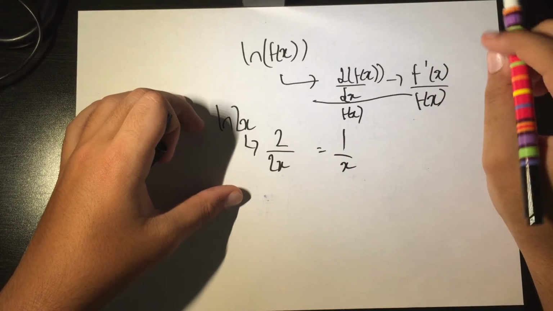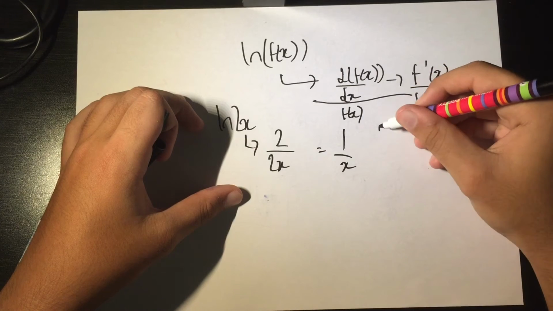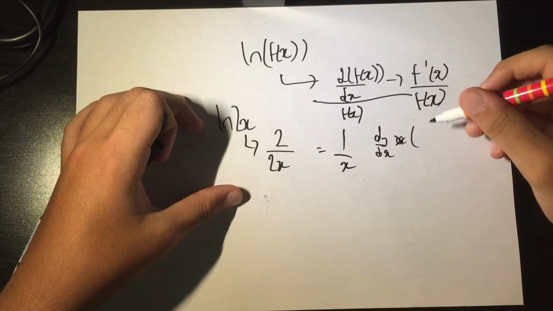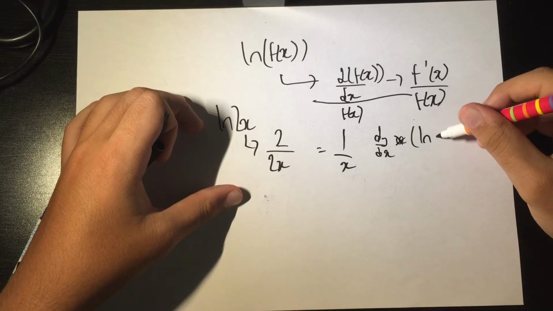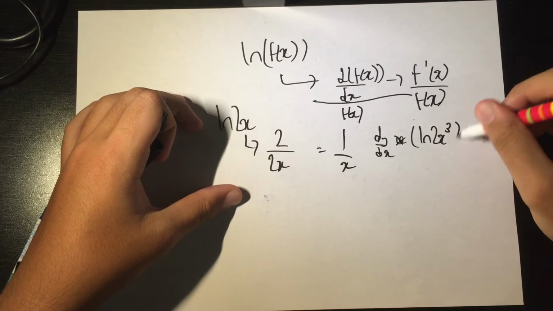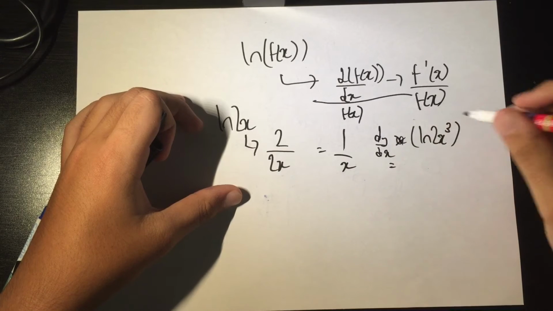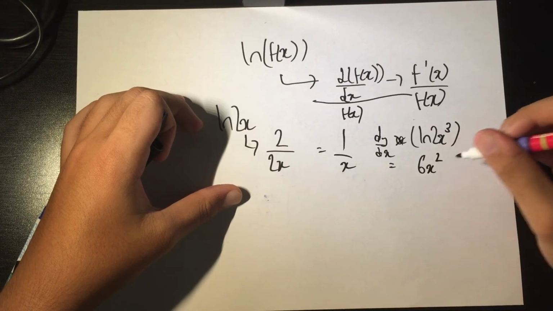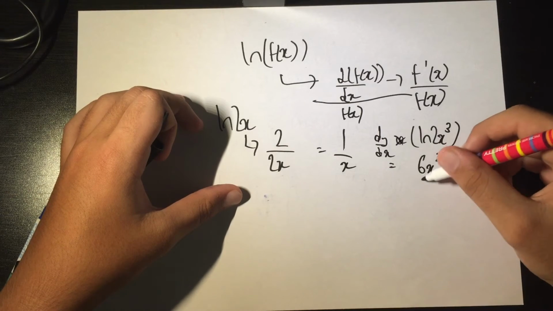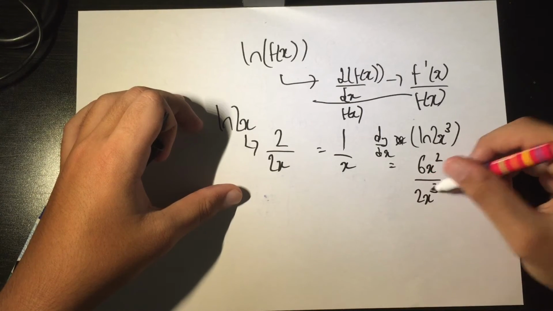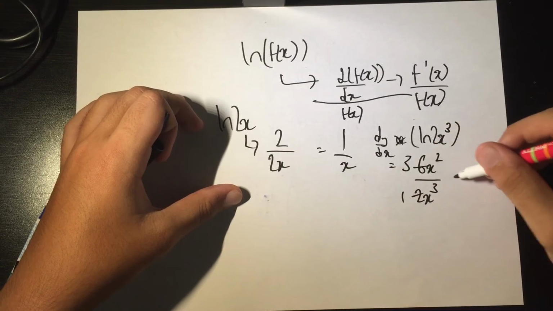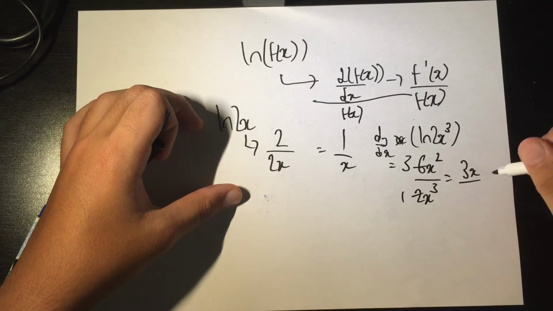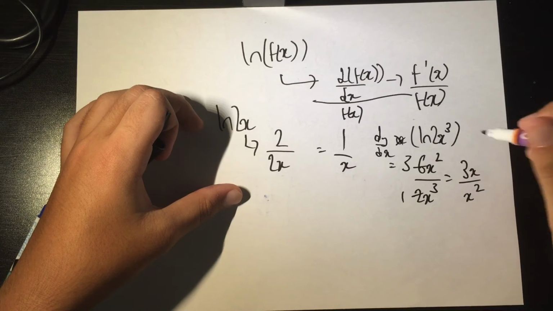Yeah, it's pretty easy. So dy over dx of ln 2x cubed, let's say, should give us the derivative of 2x cubed, and that is 6x squared, divided by 2x cubed. Simplifying this will give us 3x over x squared.